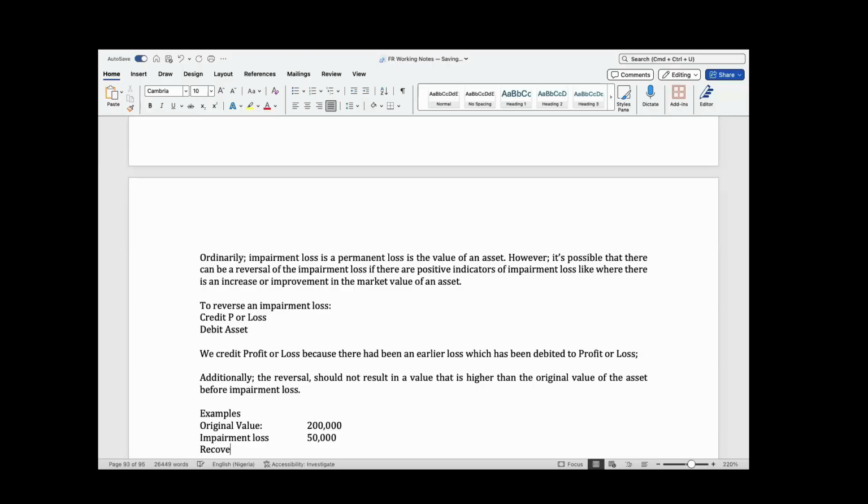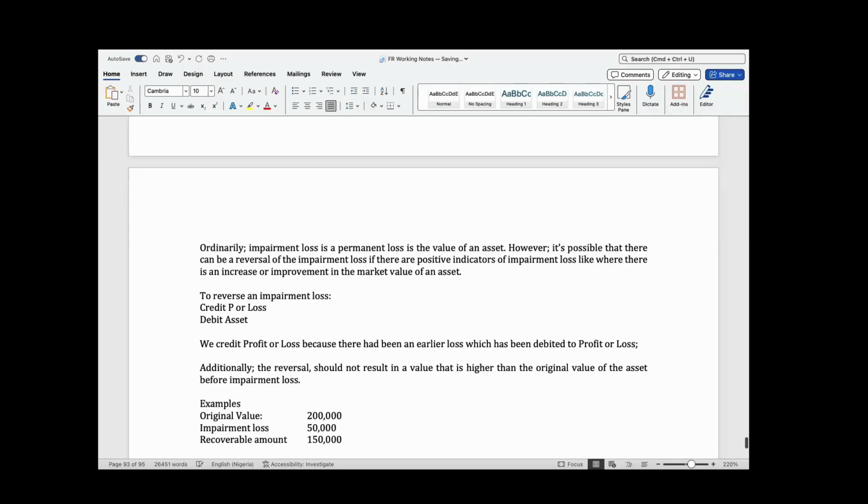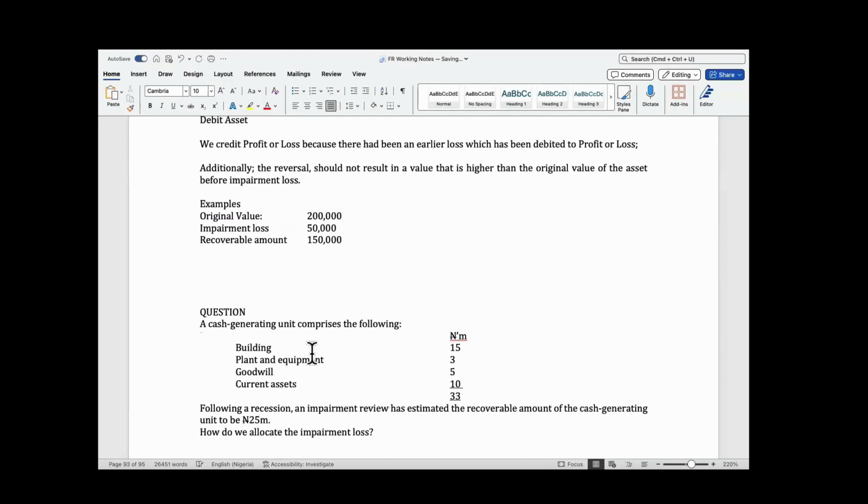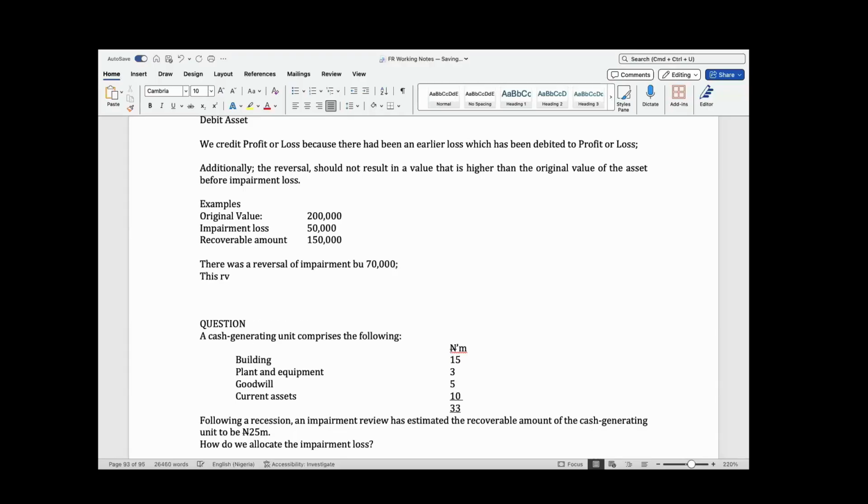So you wrote it down to its recoverable amount of 150. So there was a reversal of impairment, okay, by 70. Okay, so this reversal will be limited to 50. So 50K.